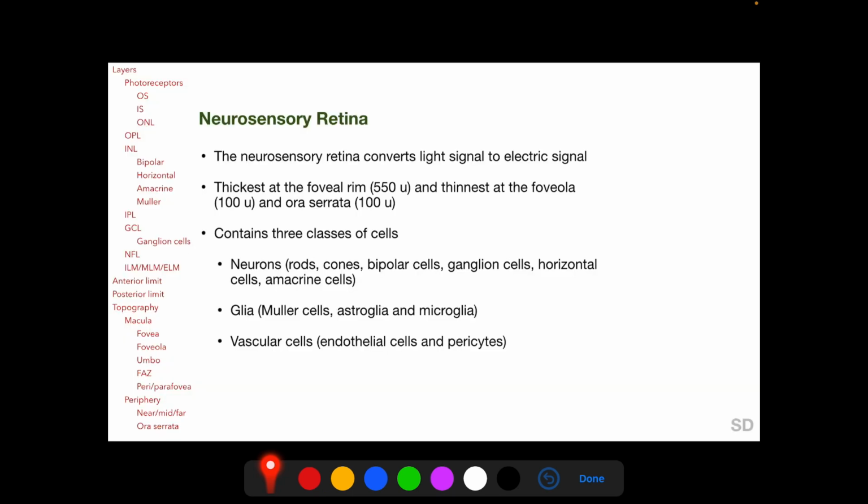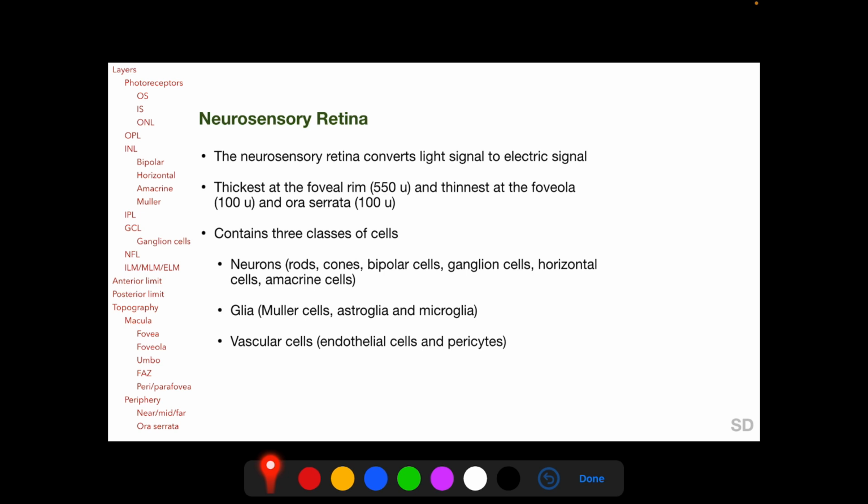The neurosensory retina converts light signal into an electrical signal and is thickest at the foveal rim and thinnest at the foveola and the ora serrata. We'll discuss the fovea, the foveola and the ora serrata regions of the neurosensory retina when we discuss topography.